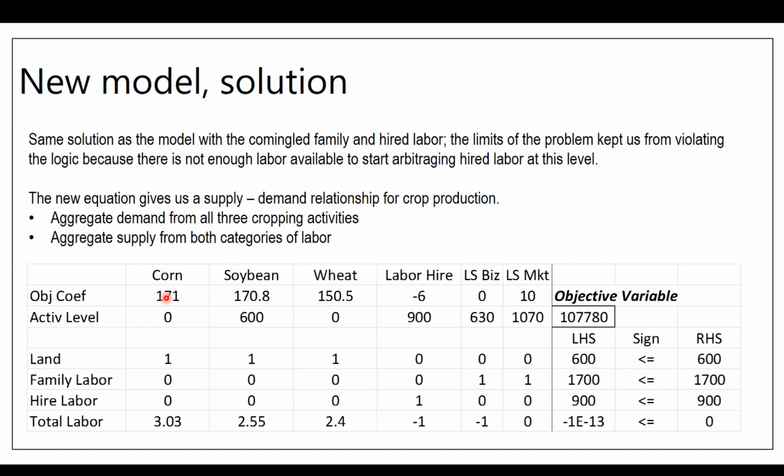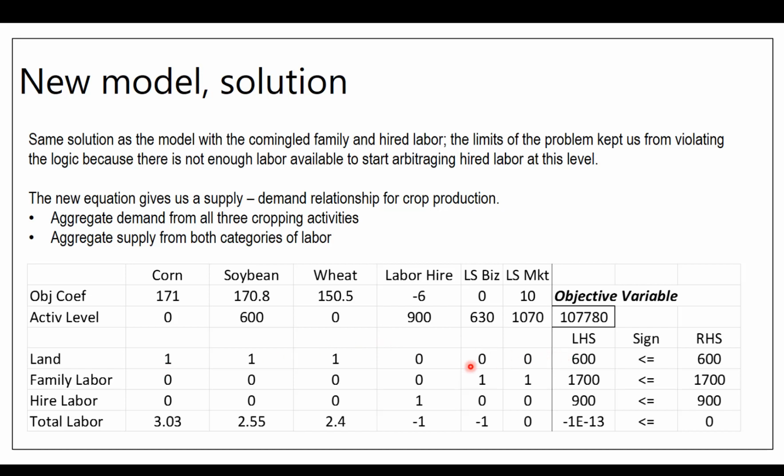Well, we have the same objective coefficients. We have a labor hiring activity, a $6 cost. Labor supply to the business, we make no charge. We hand it over directly. And then labor supply to the market, we generate a $10 return. But this $10 is going to govern the effective cost of any labor supplied to the business. So it sets the opportunity cost. It sets the wage rate. When soybean activities come in, they are going to be paying $10 for this. Okay? And so what do we get?